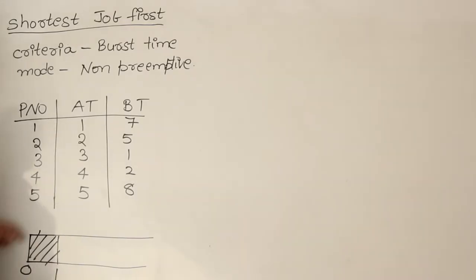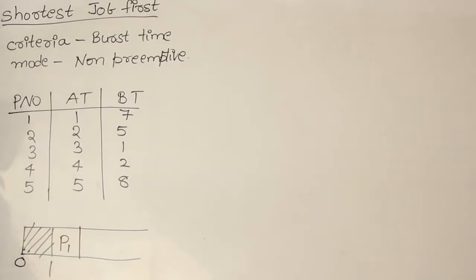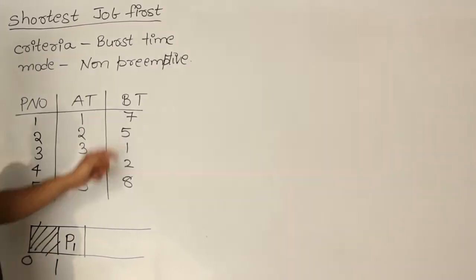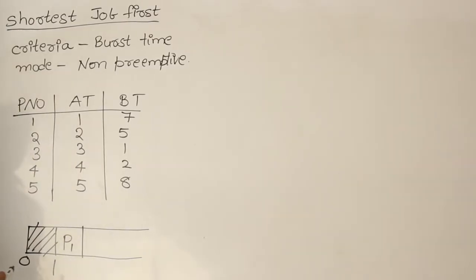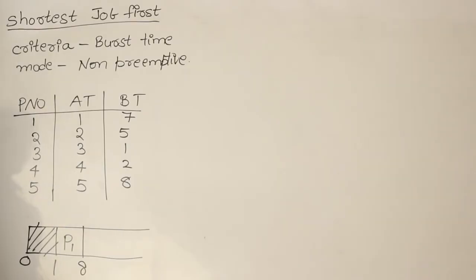Now at time 1 the only process available is P1. Therefore I am going to take P1 and run it till completion, the reason being that it is the non-preemptive version, right? How much time does it take to complete? 7 units. Therefore 1 plus 7 is 8. So now the time is 8. By time 8, all the other processes are available.